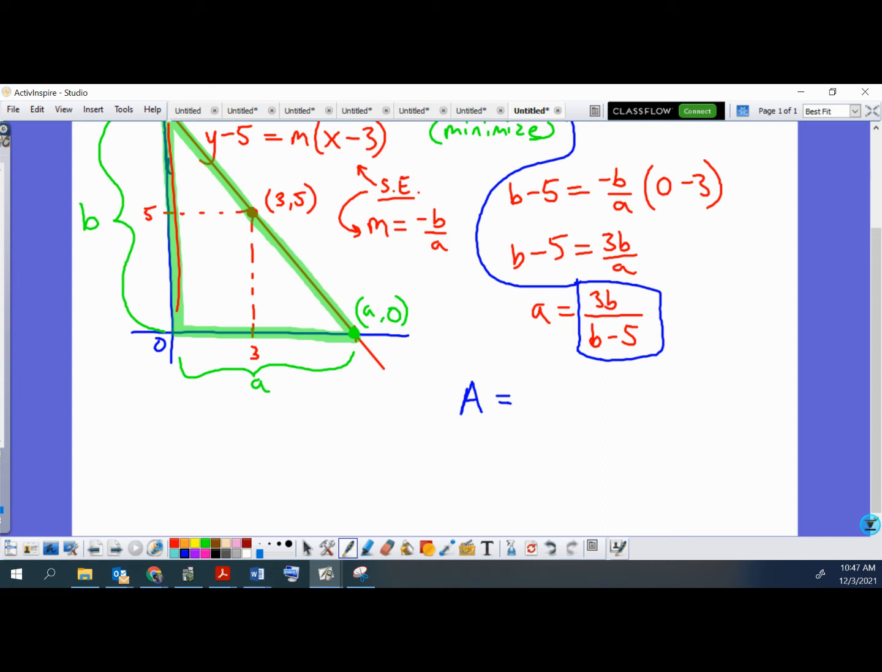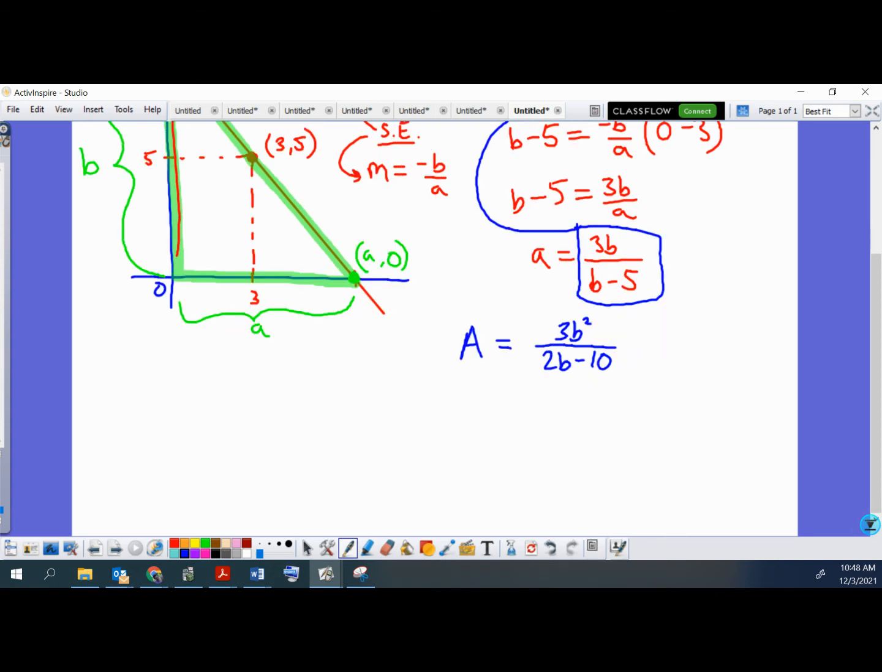B times A, 1/2, right? So that B is going to get multiplied on top here. So I'm going to have 3B squared on top. And I'm just going to distribute. I could put the 1/2 up front. I'm just going to distribute in. I don't know, doesn't really matter. All right. So this is A, the area, as a function of B, the y-intercept.